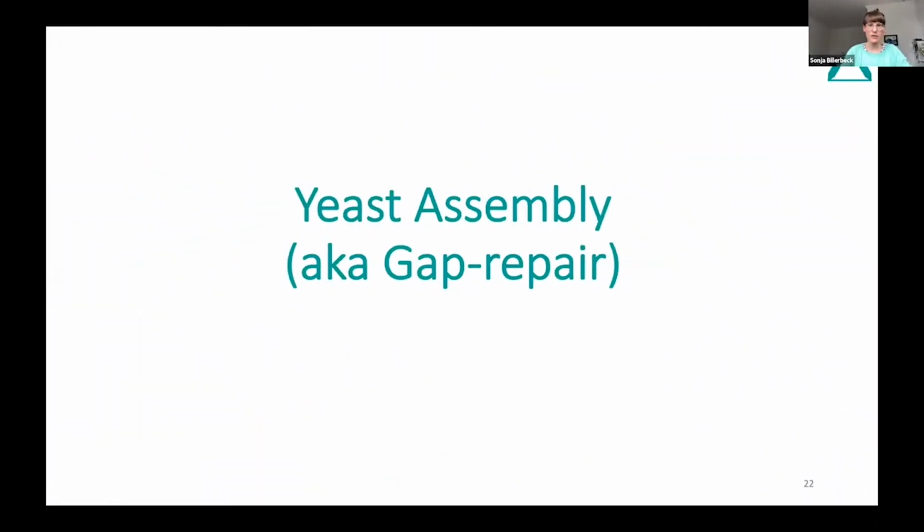Okay, so let's continue with yeast assembly, which is also known as gap repair. Usually, and this is just to let you know what the search terms are when you want to use that method, gap repair is usually used if you clone a single gene into a plasmid, and yeast assembly is used if you clone many genes into a plasmid. But of course, there's no patent on these terms, but they're usually interchangeable.